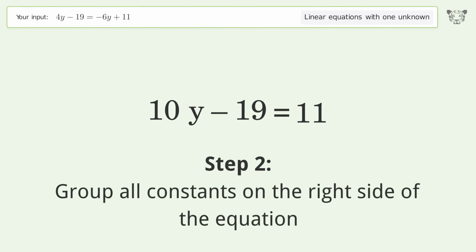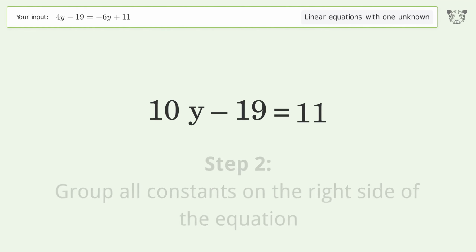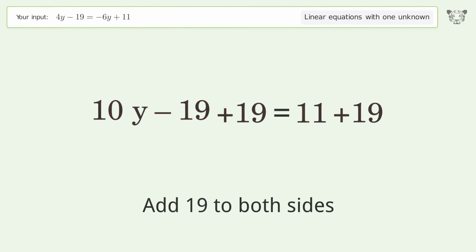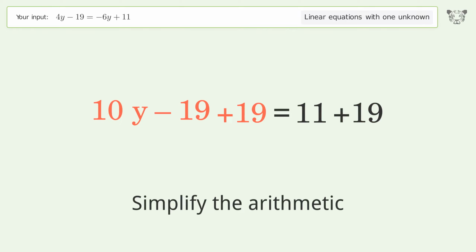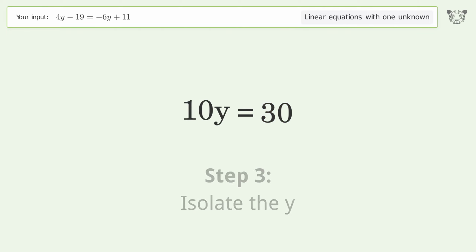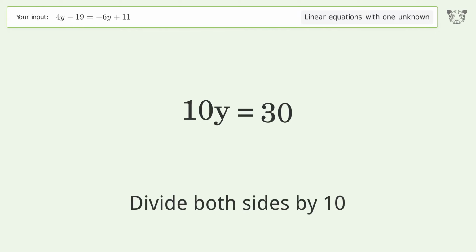Group all constants on the right side of the equation. Add 19 to both sides. Simplify the arithmetic. Isolate the y. Divide both sides by 10.